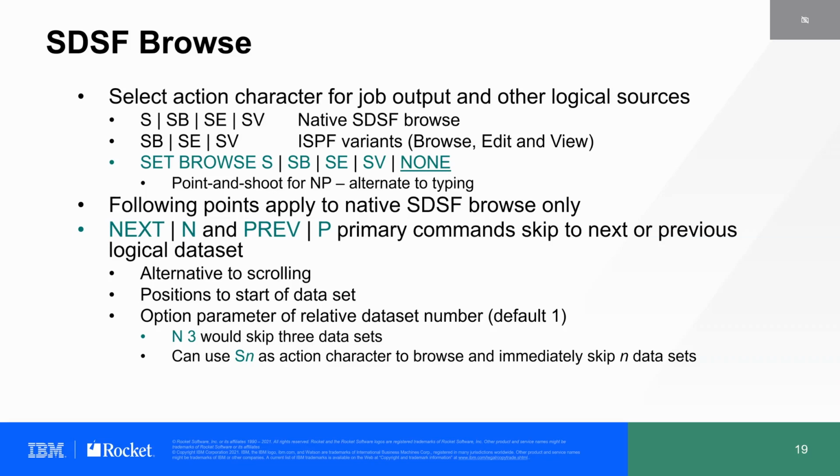We could also get smart. When you're coming in from DA or ST, you could type in S3, and that takes you into SDSF browse, and then immediately skips you 3 datasets to position on the 4th. And the 4th dataset tends to be the first application DD. So you've got your 3 system datasets at the top, and the 4th one tends to be the first real piece of data that you care about. But as I said, this only applies if you're using the native SDSF browse facilities.